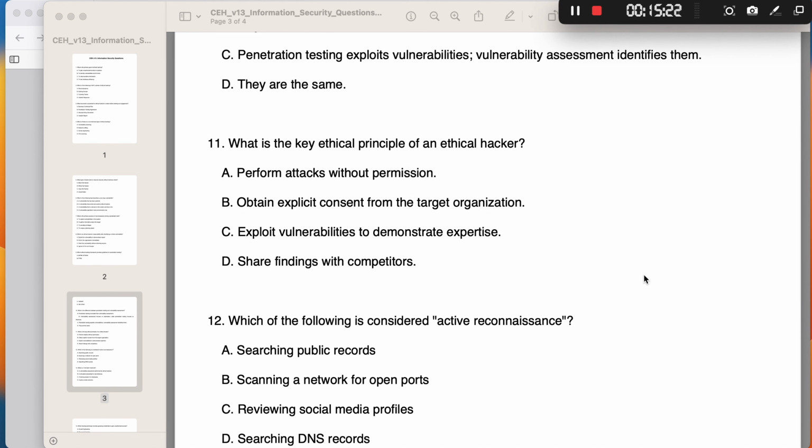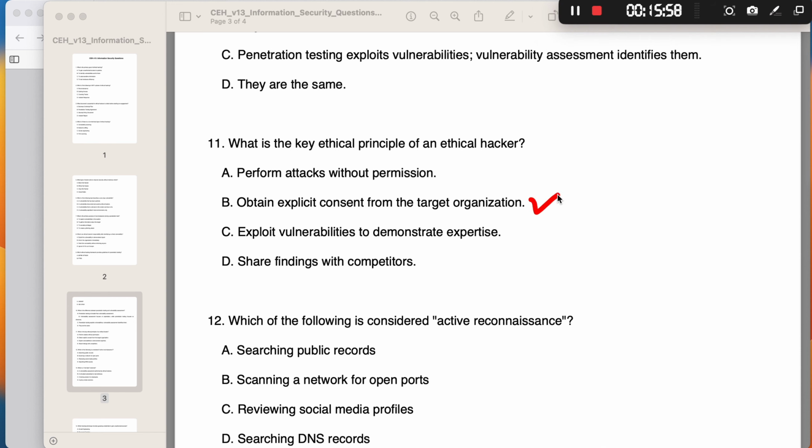Question 11. What is the key ethical principle of an ethical hacker? That's a very philosophical question. Perform attacks without permission. I mean, it doesn't smell right. Obtain explicit consent from the target organization. Makes sense. Exploit vulnerabilities to demonstrate your expertise. Show off. Share findings with competitors. What is the key ethical principle of an ethical hacker? What do you think? And as you can imagine, the correct answer to this question is B.